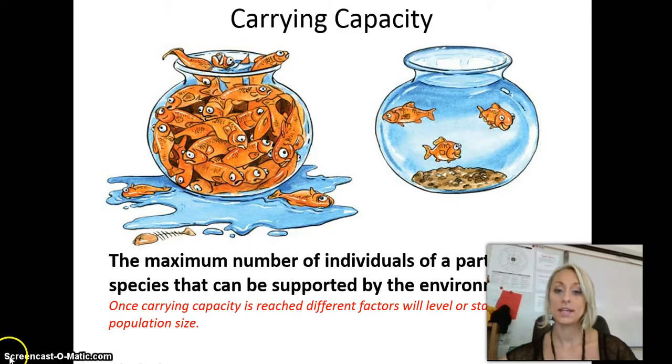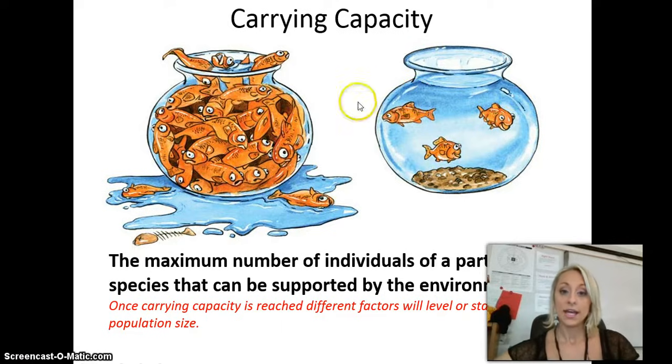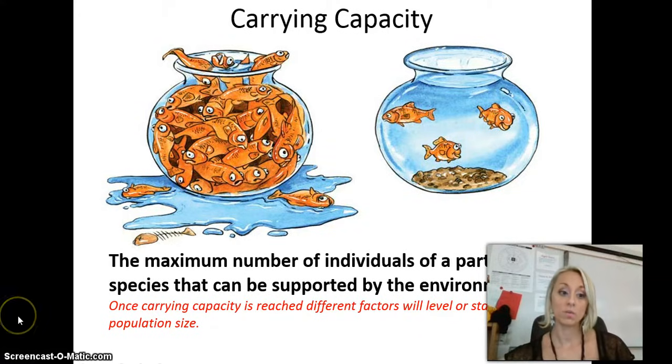Moving on. Carrying capacity. Take a look at these 2 pictures. If you were a fish, which bowl would you want to live in? Probably not this one. Okay. Carrying capacity is the maximum number of individuals that an environment can hold. So the environment has to have enough food, water, shelter for that specific number of organisms.